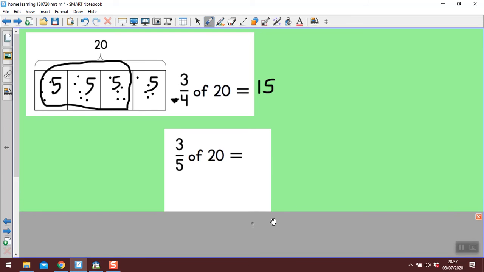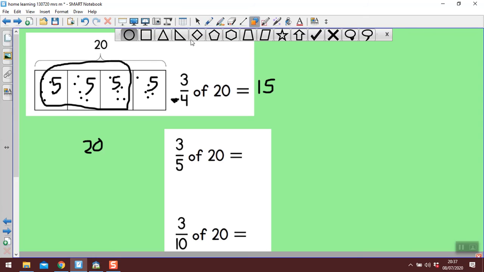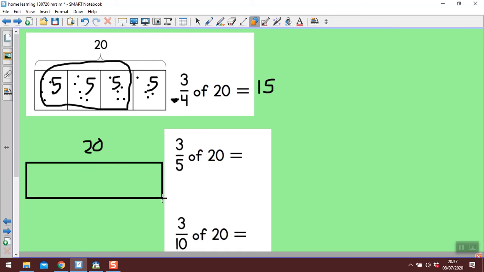What is 3/5 of 20? And what is 3/10 of 20? Pause the video while you have a go. So if I was finding 3/5, first of all I'd have to find 1/5. So I'm going to split my 20 into 5 equal sections. I could count in 5s until I get to 20, or I could share 20 dots across 5 parts.